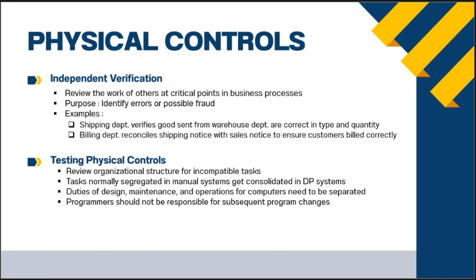And for testing physical controls, review organization structure for incompatible tasks. Kung meron bang employees na yung task niya is incompatible, which is yung sinabi natin kanina na hindi dapat same employee, yung like record keeping at saka sa asset custody, dapat magkaiba yun. So, yung tinitest ng auditors and then sa task normally segregated in manual system gets consolidated in DP system. So, duties of design, maintenance and operations for computers need to be separated.